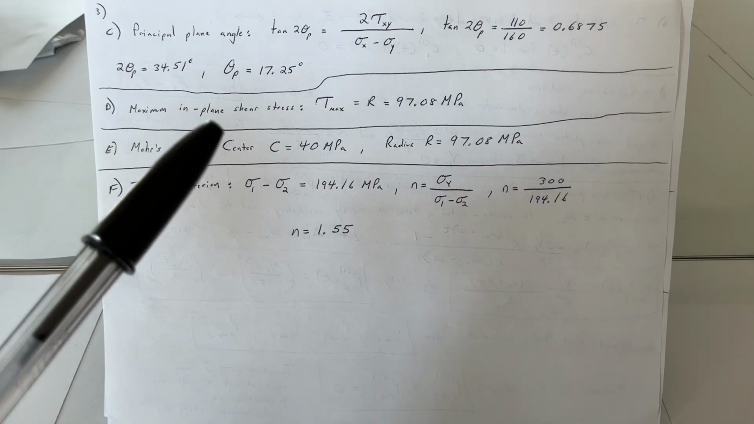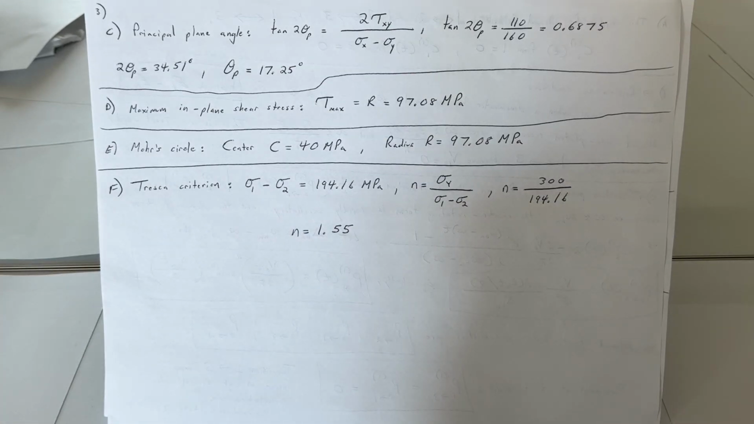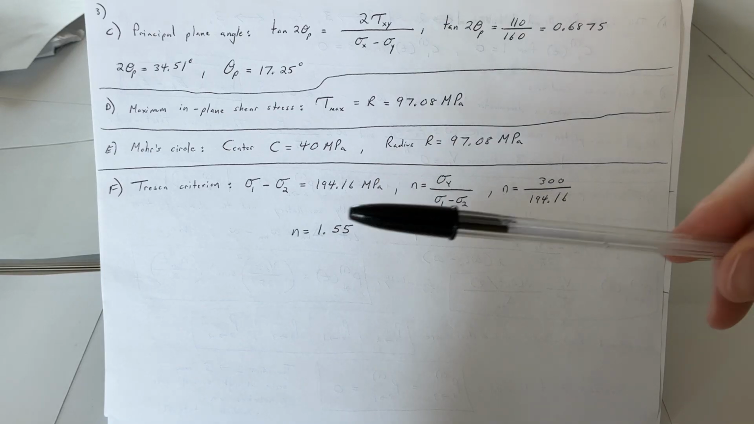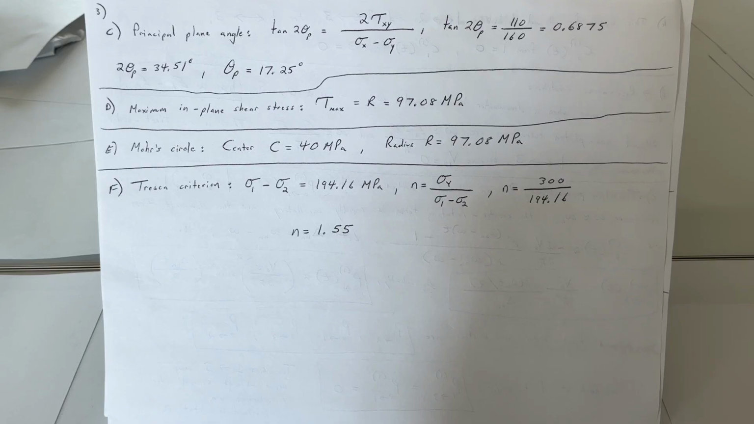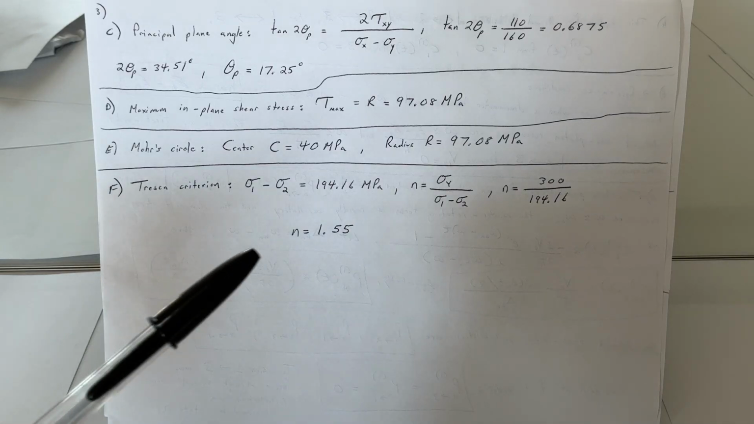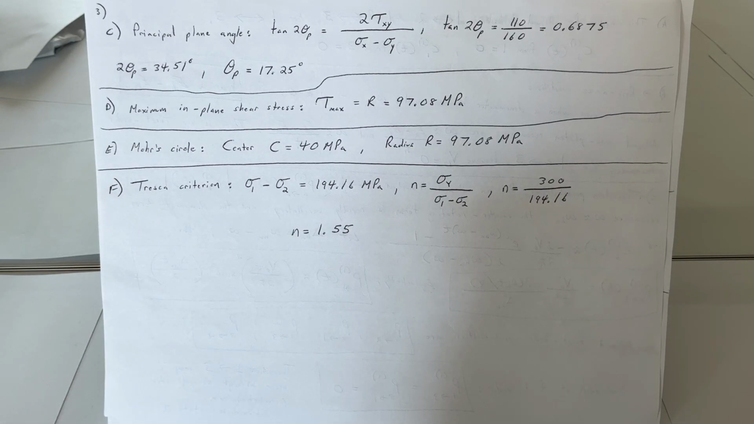Part D, or maximum in plane shear stress, tau sub max equals R. That's going to equal 97.08 MPa. For part E, our Mohr circle, our center here is 40 MPa, and our radius is going to be 97.08 MPa. And for the Tresca criterion, it's going to be sigma sub 1 minus sigma sub 2. That equals 194.16 MPa. Our n is sigma sub y over sigma sub 1 minus sigma sub 2. So n is 300 over 194.16. So n is 1.55. Okay, so that's the first part.